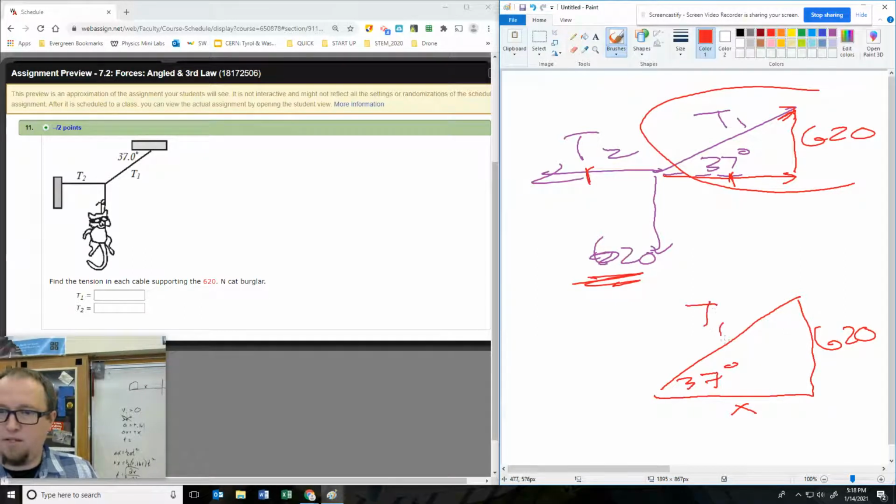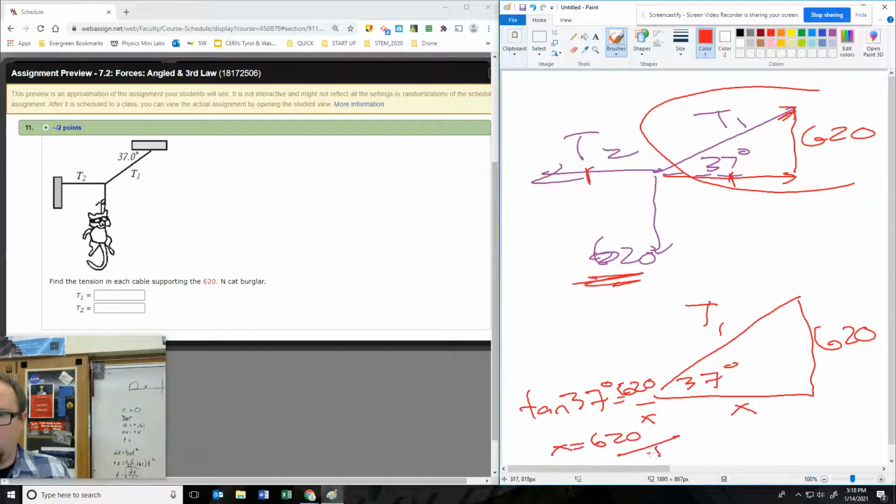X, and I'm going to call that T1. Let's solve for X first. So I go tangent, opposite over adjacent: tangent of 37 equals 620 over X. So X equals 620 over tangent of 37. Just get a number: 620 divided by tan 37 is 823. So that's X. If that's X right here, 823, that means this is 823.